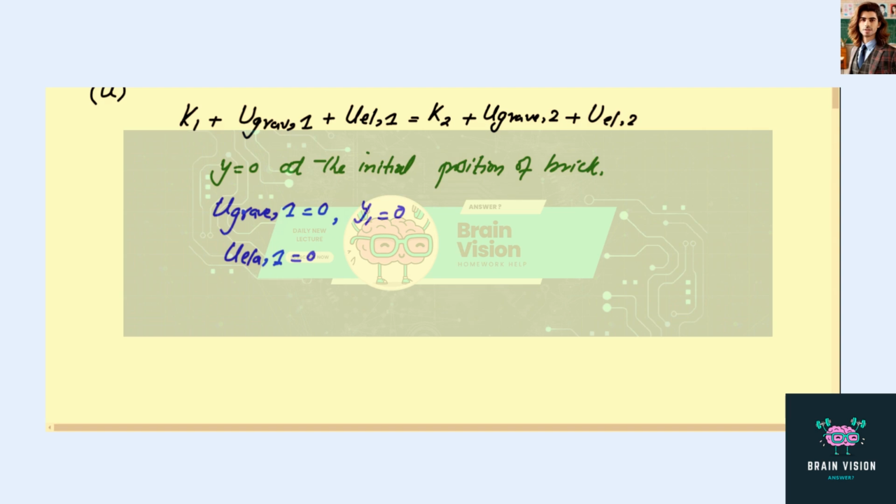As the brick is dropped in the basket, the brick starts from rest. That's why the initial kinetic energy is equal to 0, and the final kinetic energy of the brick is also equal to 0, as the brick comes to rest at the final position.